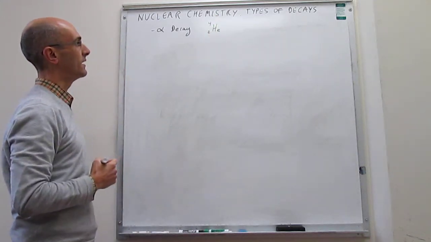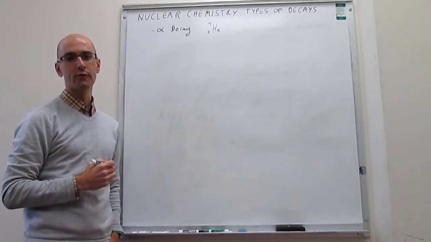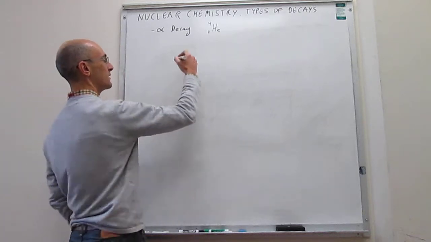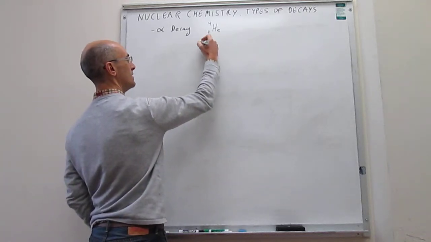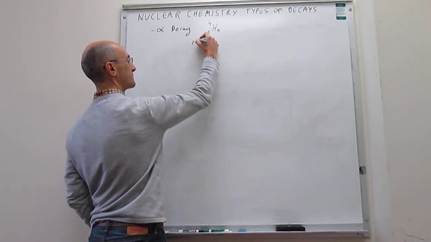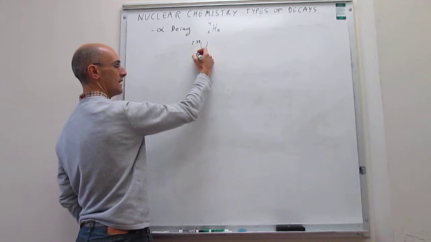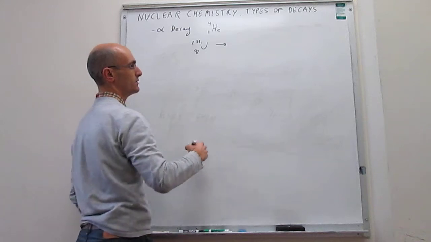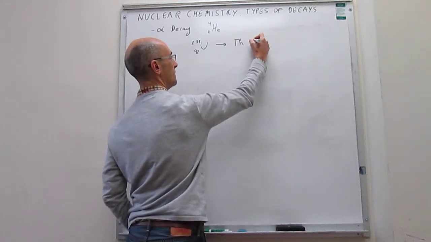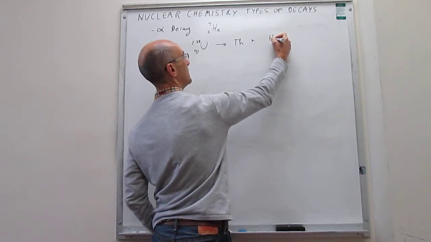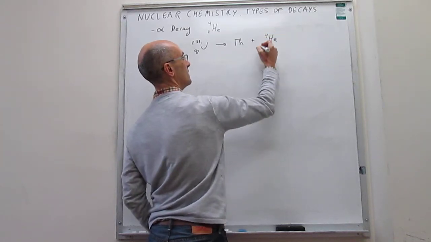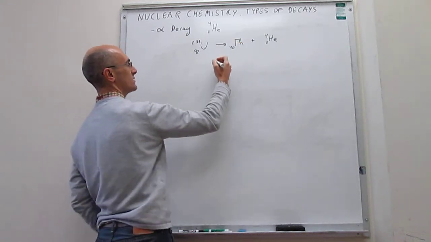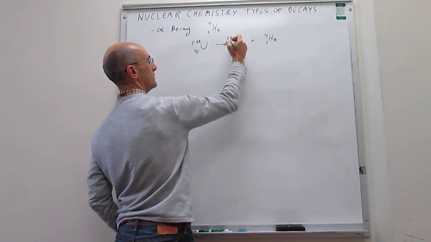Let's see if we can write an example of how these nuclear decays take place. We're going to look at the decay of uranium-238. Uranium has an atomic number of 92, and it can undergo alpha decay into thorium, which emits an alpha particle. The thorium atom has 90 protons, and that particular isotope has a mass number of 234.